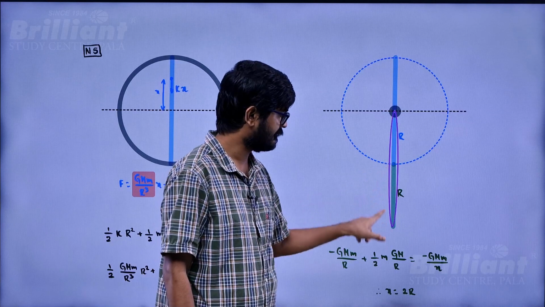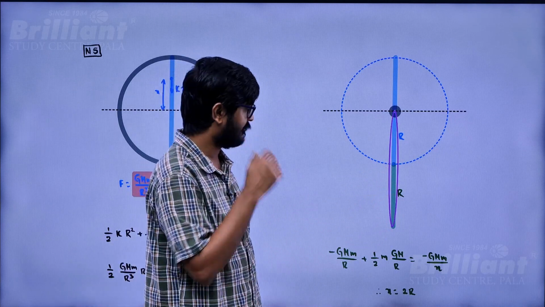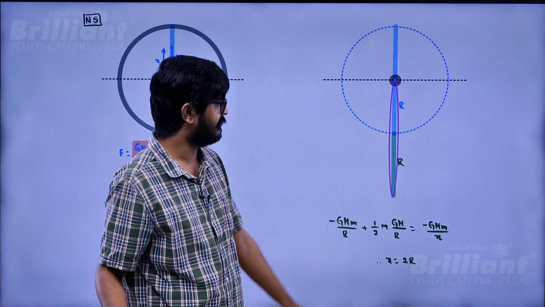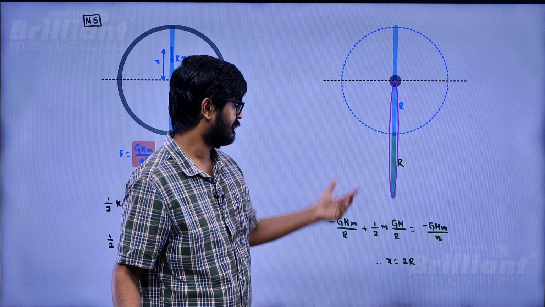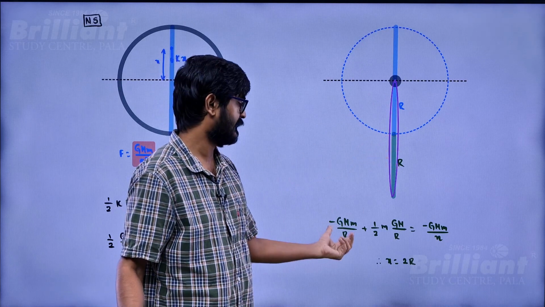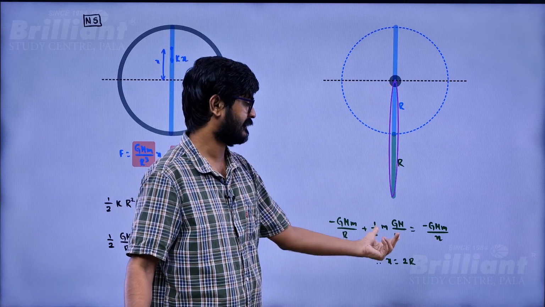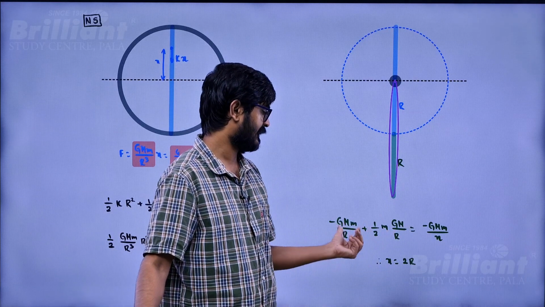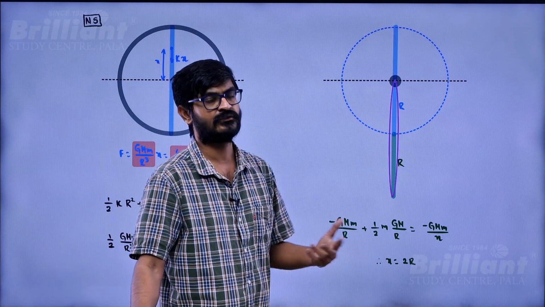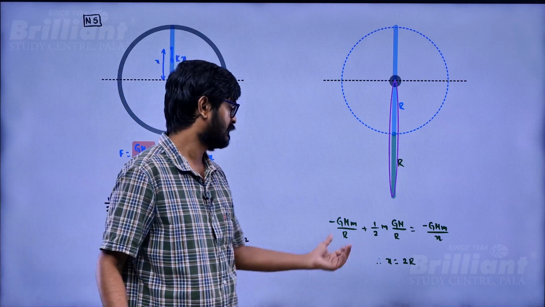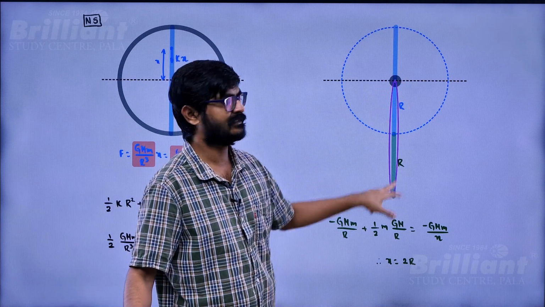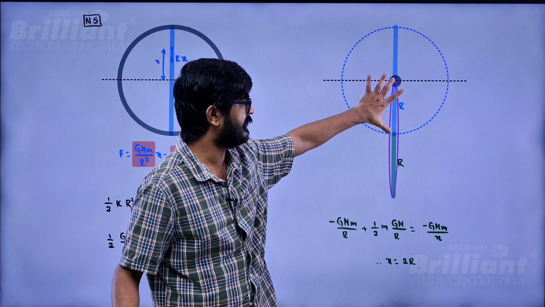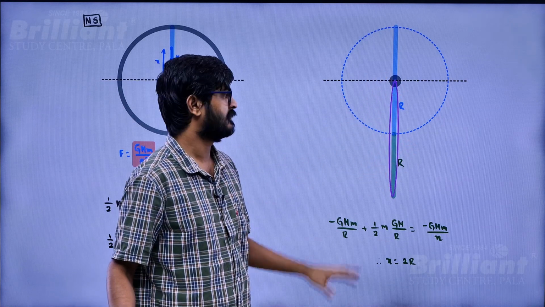So we need to calculate the time period for this flattened ellipse. For that, let me say it's some normal ellipse only. To find the energy: potential energy is minus GMm by r, plus kinetic energy, and by energy conservation you will get the total energy as minus GMm by 2r. From there, the major axis of the ellipse is 2r. This is already r, so this is going to be r. That's the idea.